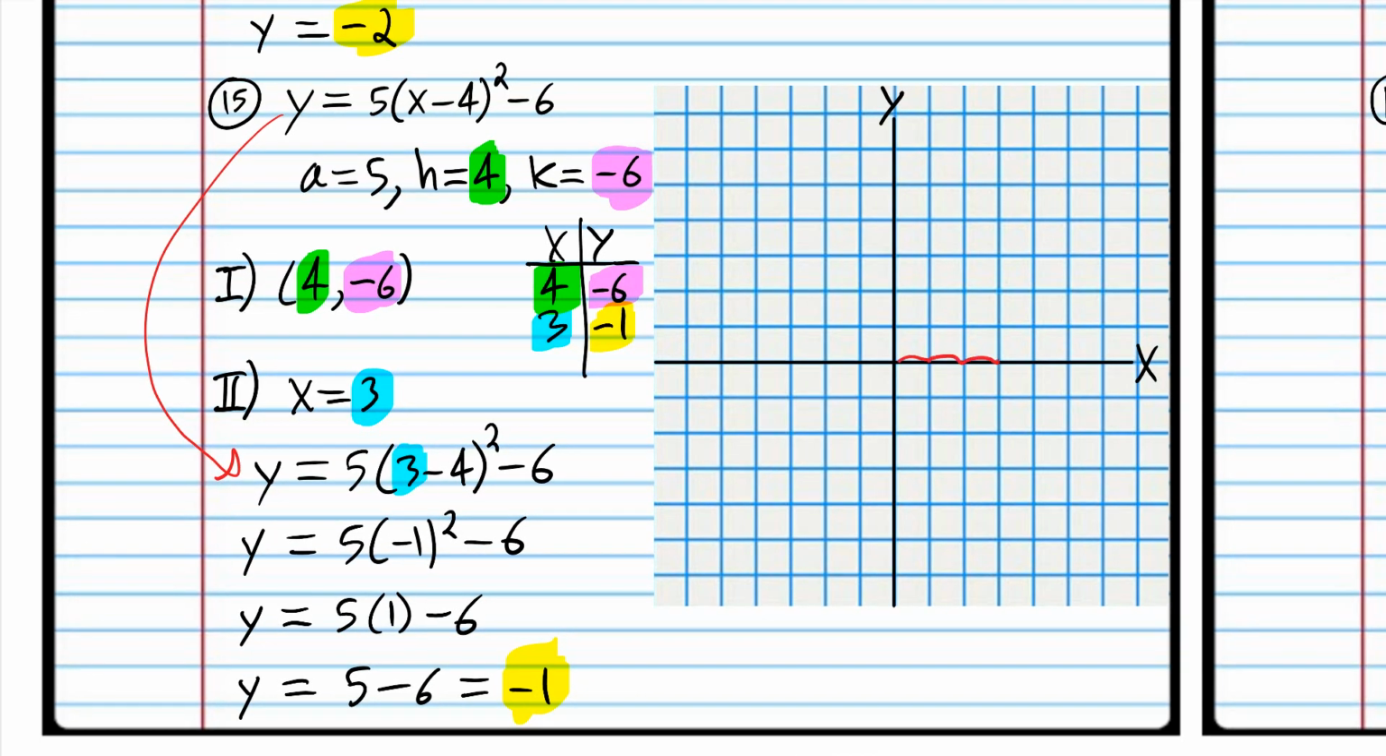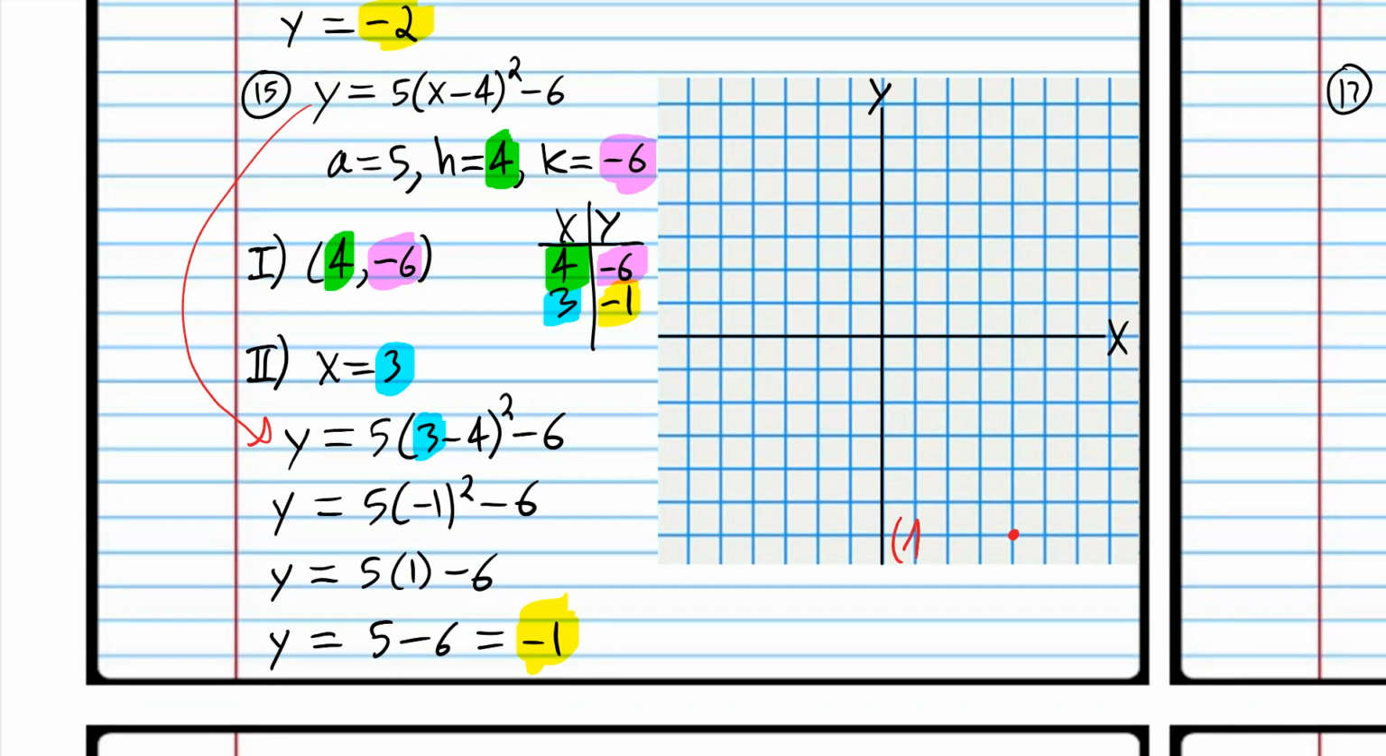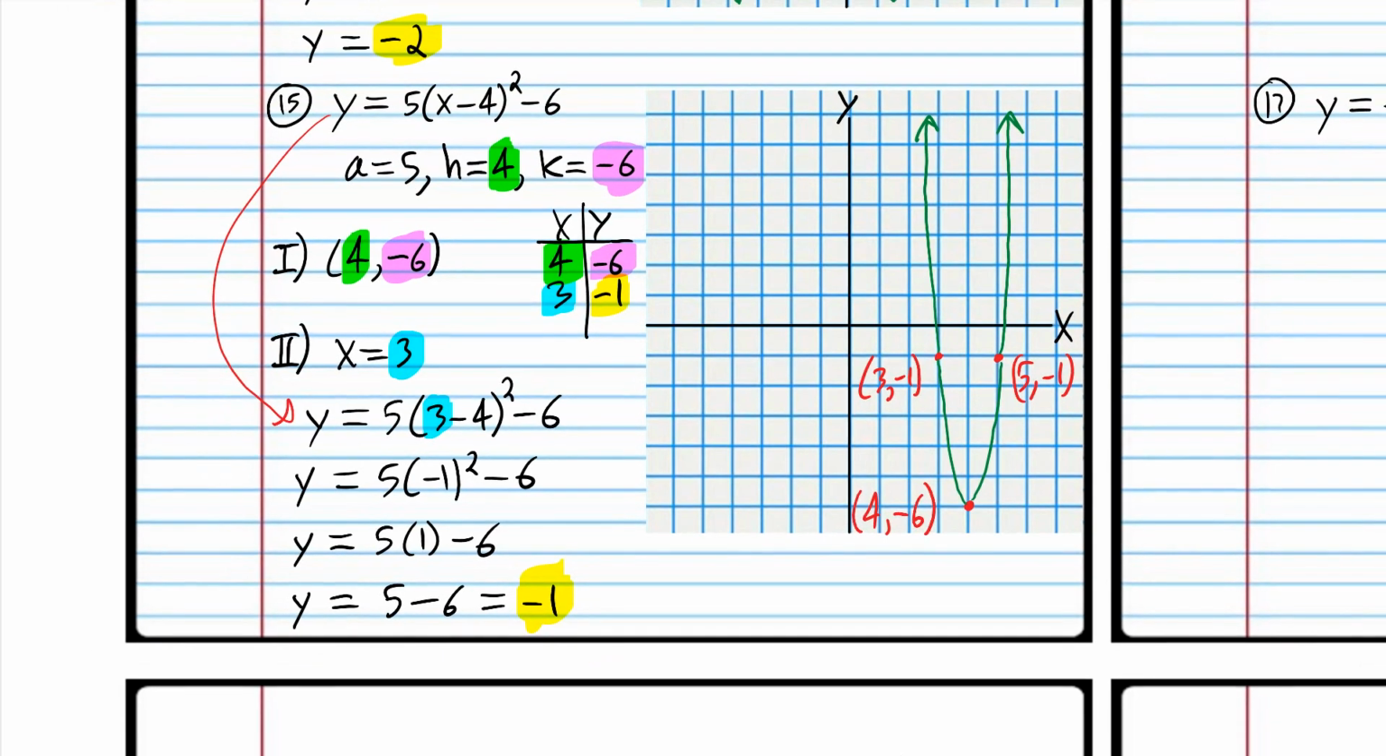So let's go ahead and graph these. We have 1, 2, 3, 4, and 1, 2, 3, 4, 5, 6. It opens upward, so I'm going to be sure to have my point out of the way of the graph. And then we have (3, -1). Then we can use symmetry to find the other point, and that would be (5, -1). Now we just connect the dots. And there you go. Let's put that last point in the table.